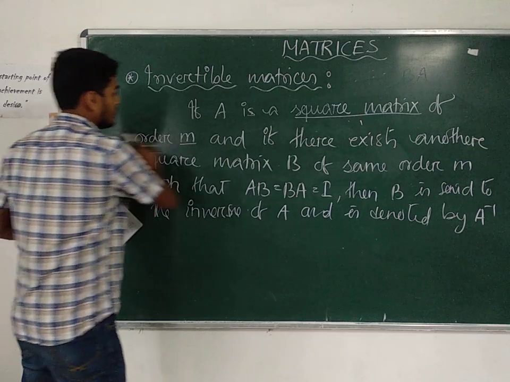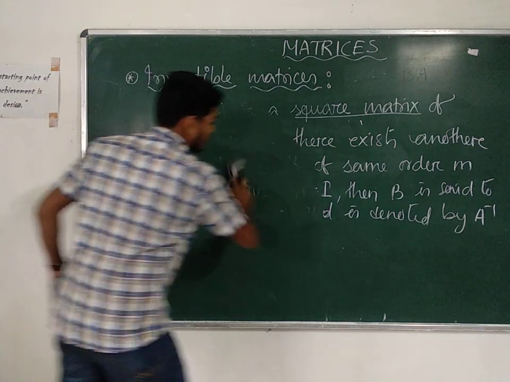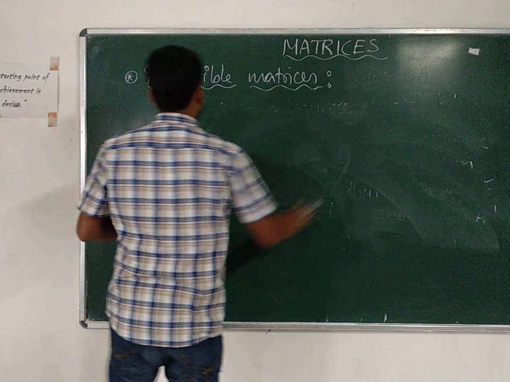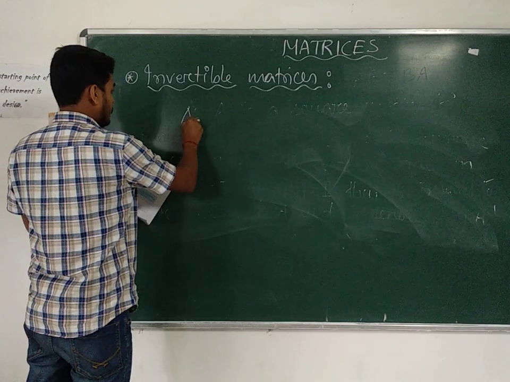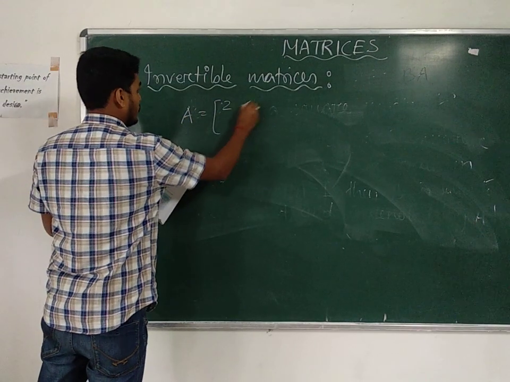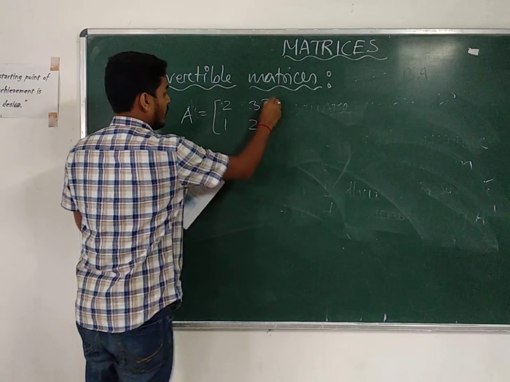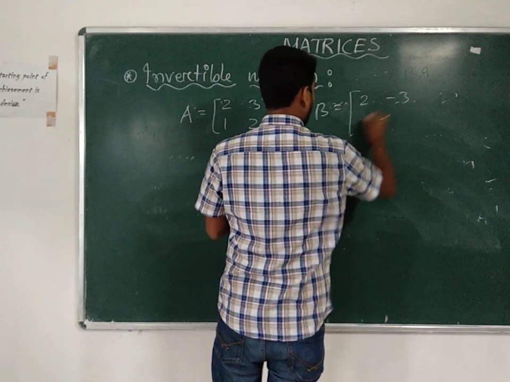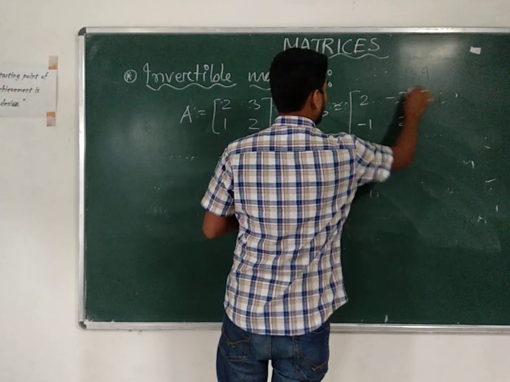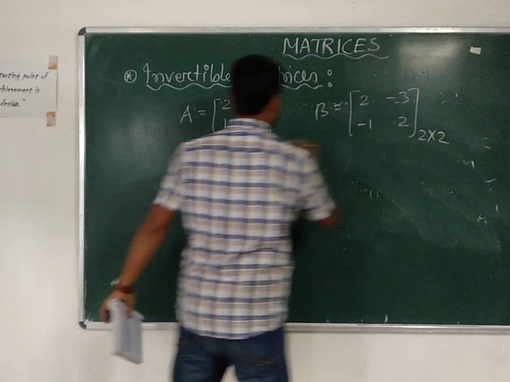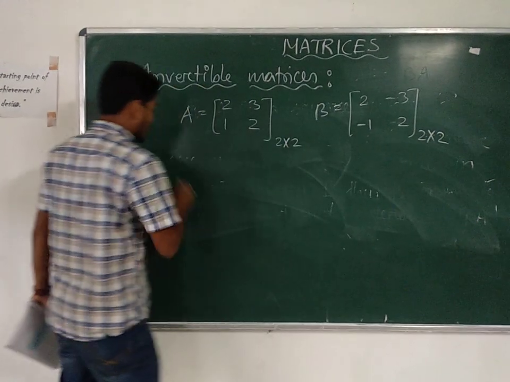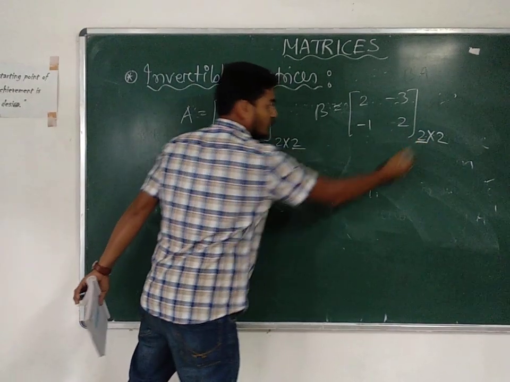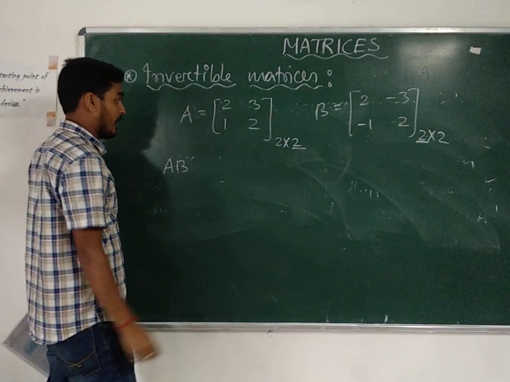So let us consider one very simple example. It will be better for us to have the idea. Suppose A is a matrix of order 2 by 2 with elements 2, 3, 1, 2, and B is the matrix whose elements are 2, minus 3, minus 1, 2. Both are of order 2 by 2. Now we try to find out the value of AB. As the number of columns is equal to the number of rows, we can multiply A and B.